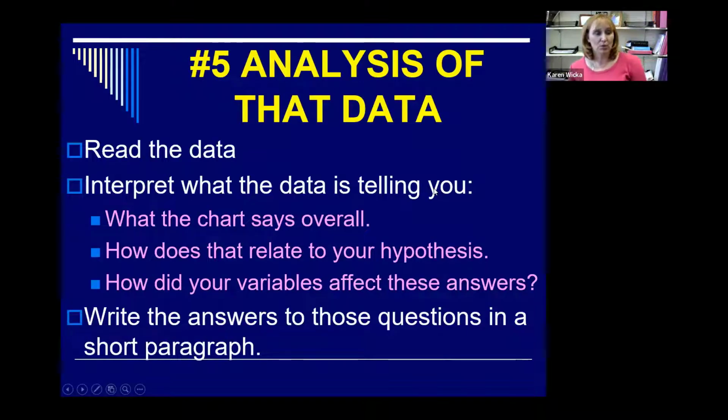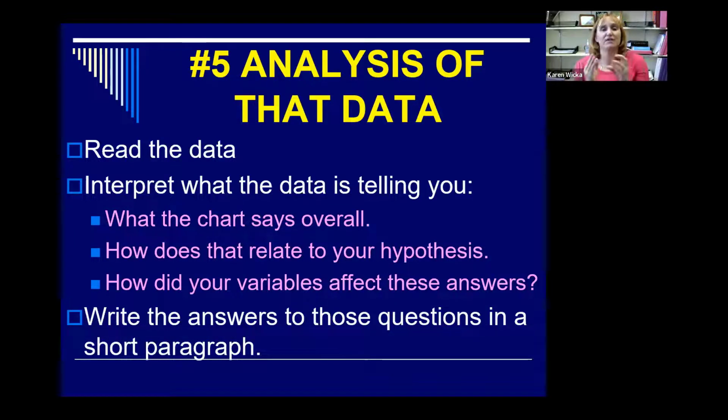Now, we have read the data, and we've created our graphs. Now we need to tell the readers in words what this information is telling us. So you're going to paste the graph in there, and then in a small paragraph underneath each graph, you're going to explain what this graph is saying in words. So you're going to say what the chart says overall. How does this relate to your hypothesis? And how did the variables affect this?